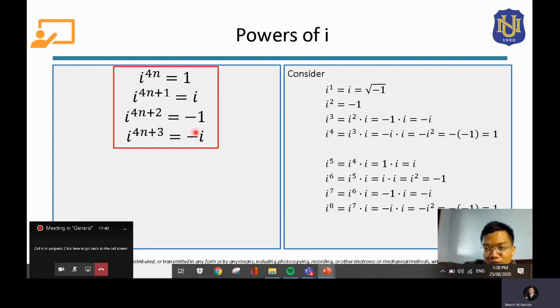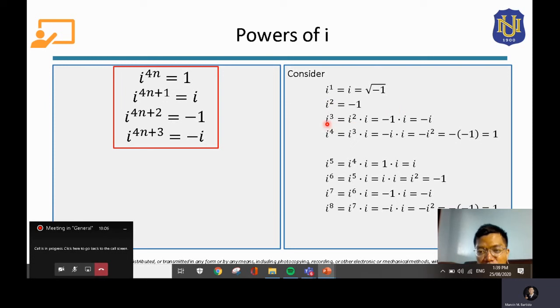Okay, so let's find out where we have derived this equivalence. So let's consider this. I raised to 1, we know that that is i, and it is also equivalent to the square root of negative 1. And also, i squared, as we know, is equivalent to negative 1.